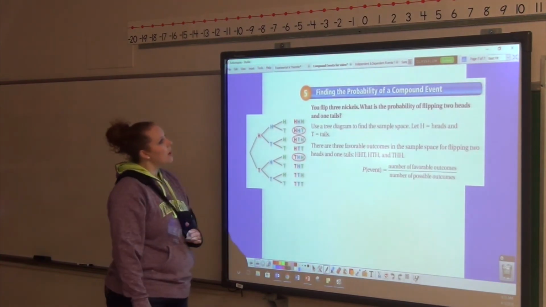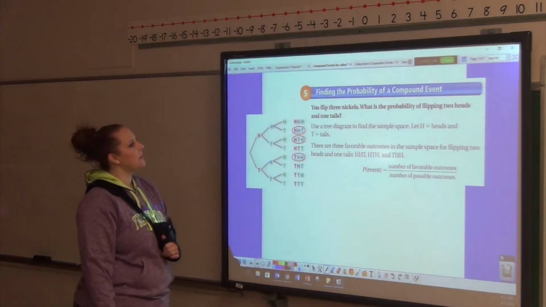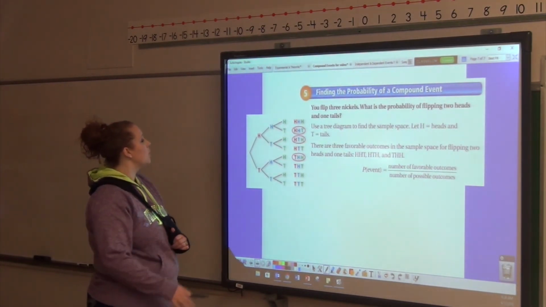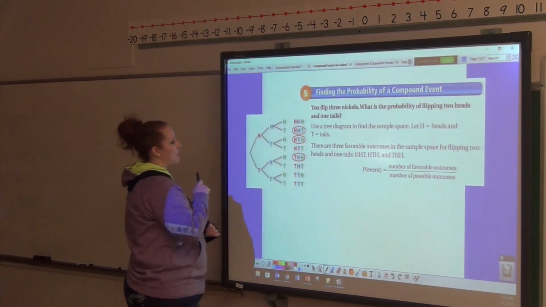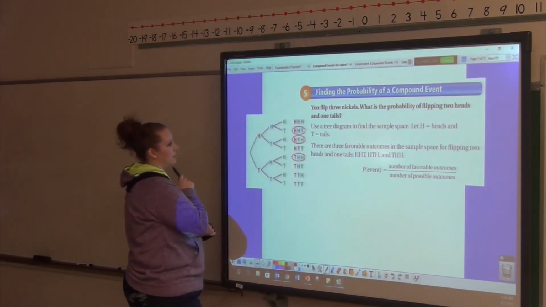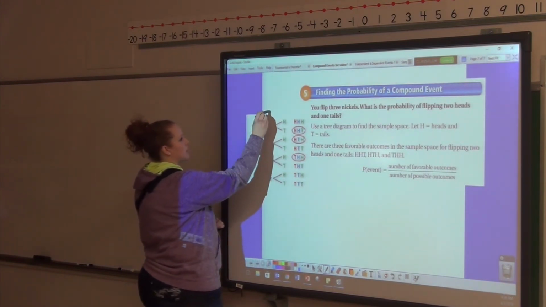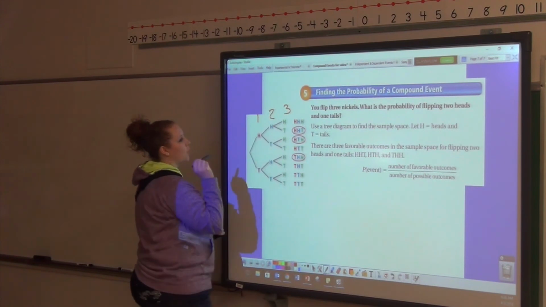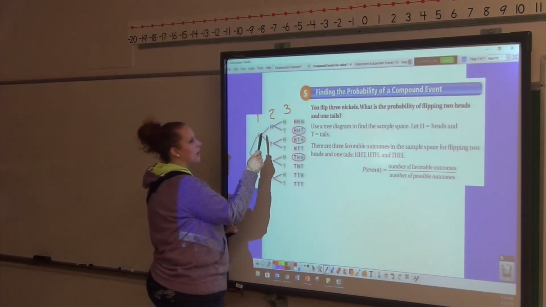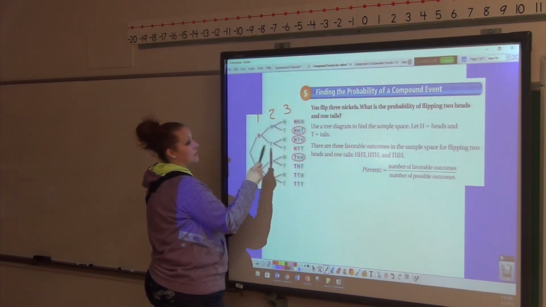All right, you flipped 3 nickels. What is the probability of flipping 2 heads and 1 tails? So we already have this nice diagram here. This is if our first one is heads, and this is our first coin, this is our second coin, this is our third coin. So if our first coin is heads, our second coin has to be heads or tails. And if our second coin is heads, our third one has to be heads or tails. If our second one is tails, our third one has to be heads or tails.